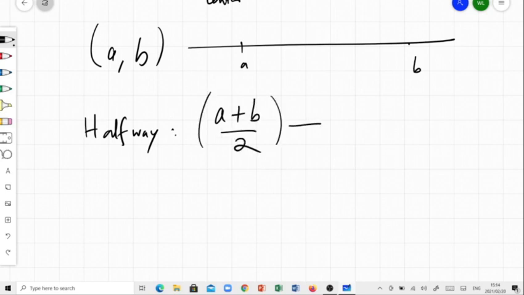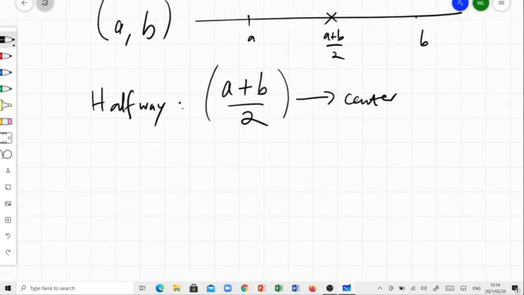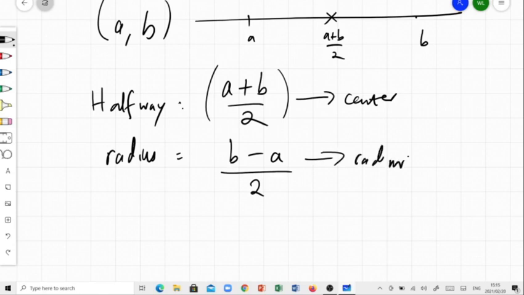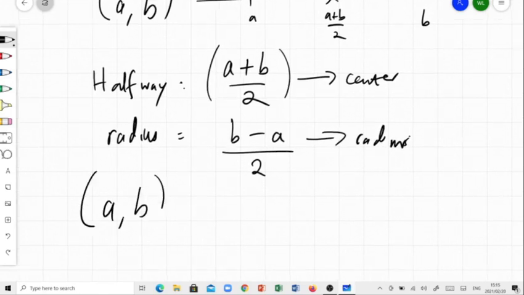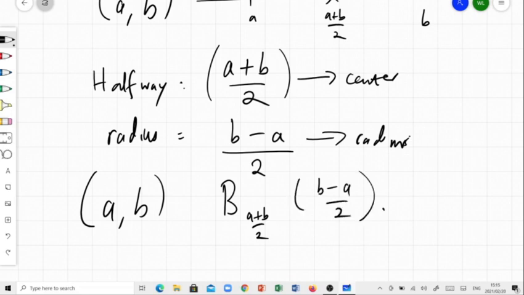This real number gives me the center of the ball, slap bang in the center. And then the radius is obviously going to be half of the diameter. The distance is B minus A, and that's the full diameter of the ball, and I halve it to get my radius. Therefore, an open interval AB, I can write as a ball centered at (A plus B)/2 with radius (B minus A)/2.